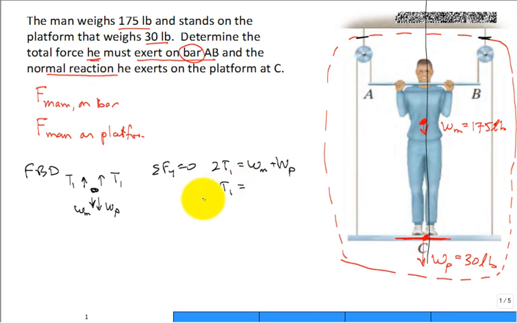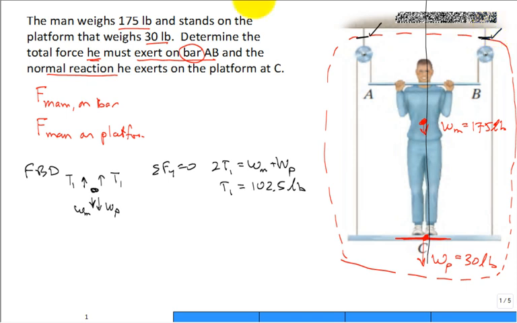So guess what the tension is, or rather you can calculate it, you don't need to guess. We don't want to guess as engineers. We calculate that the tension in the cable is 102.5 pounds. That's 102.5 here and 102.5 there. There's 2 of them.